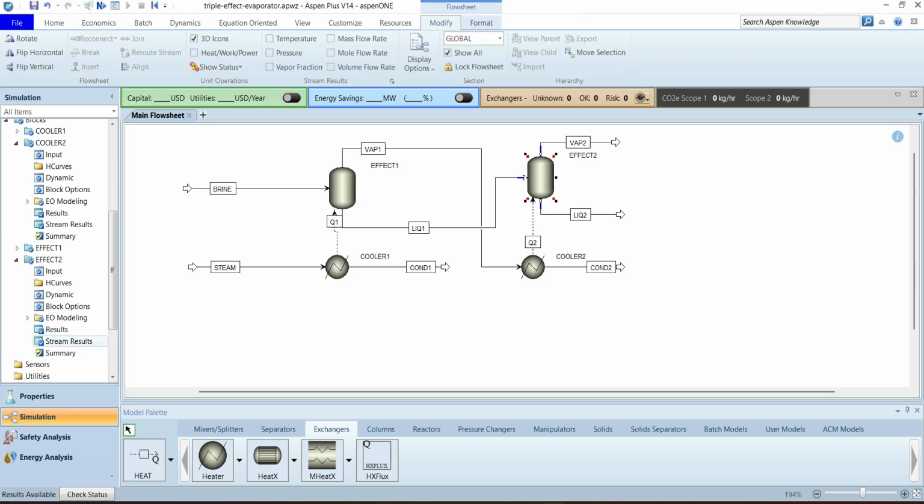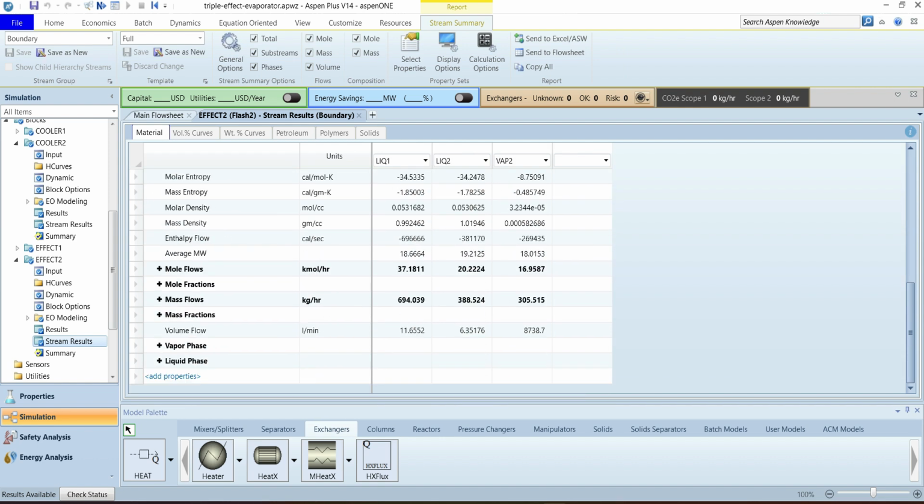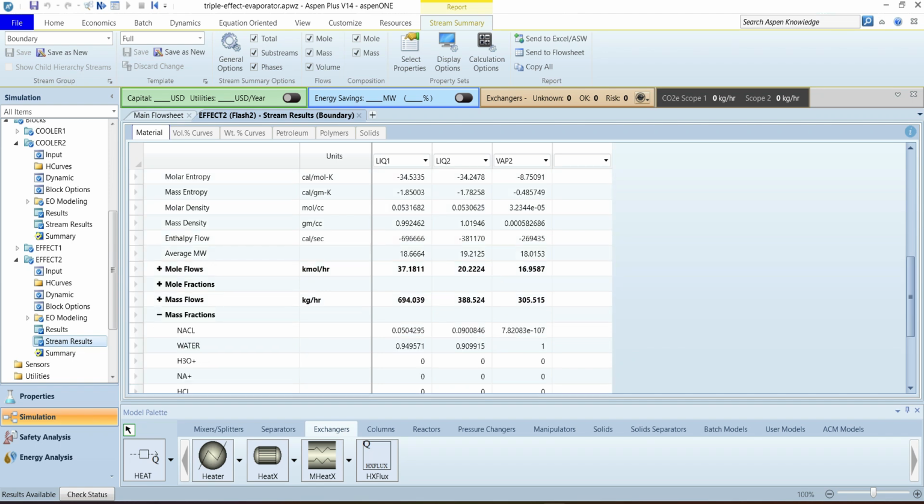Results are available. We can have a look at the second effect. So 305 kilograms per hour are further generated from the second effect. We can have a look at the concentrations. At the start, the NaCl concentration was 3.5%, and now in the first effect, the concentration is increased from 3.5% to 5%, and in the second effect, the concentration is further increased from 5% to almost 9%.